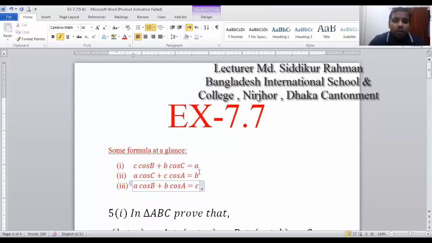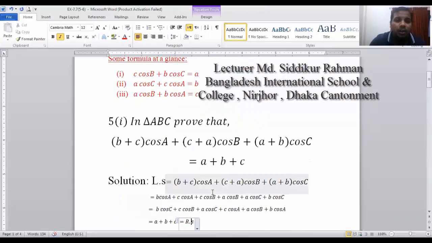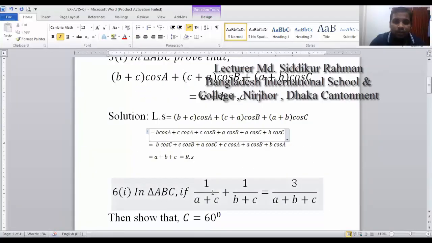Okay, so we have to use a equal to c cos b plus b cos c, or b equal to a cos c plus c cos a, and c equal to a cos b plus b cos a, many times in our solution. Okay, it is 5 number 1 solution.